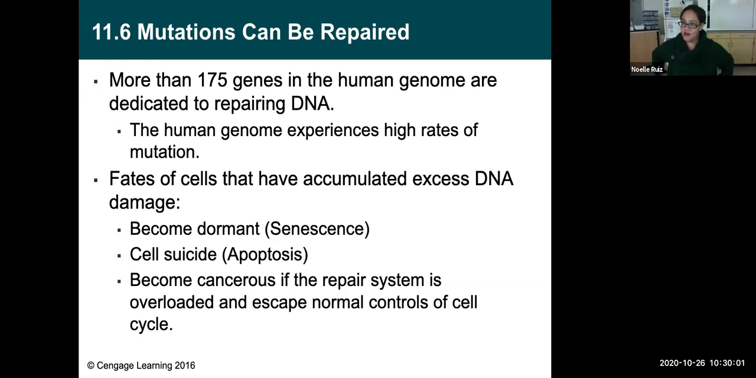Or if this doesn't happen, if it doesn't become dormant or it doesn't commit suicide, that's when cancer happens. The repair system is overloaded and escapes normal controls of the cell cycle. And it just keeps dividing and dividing and dividing, even though there's a mutation within that cell. That's when cancer happens. And the next chapter is actually all about cancer.